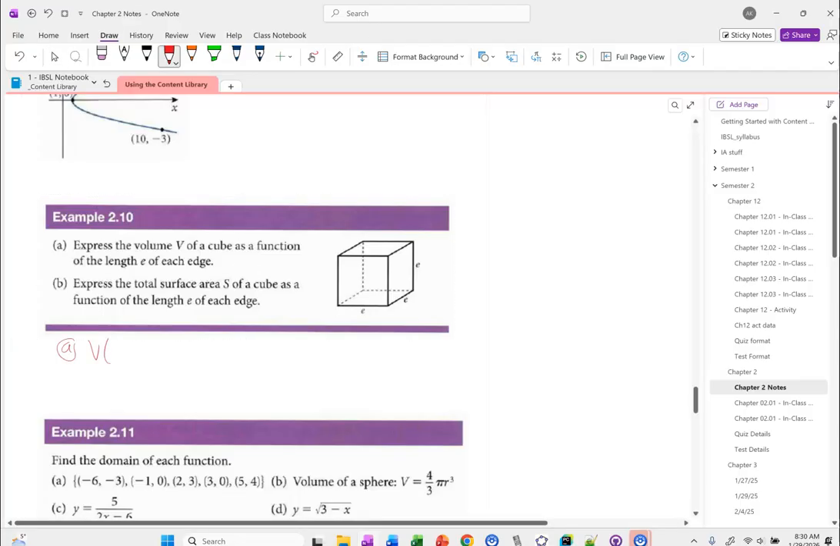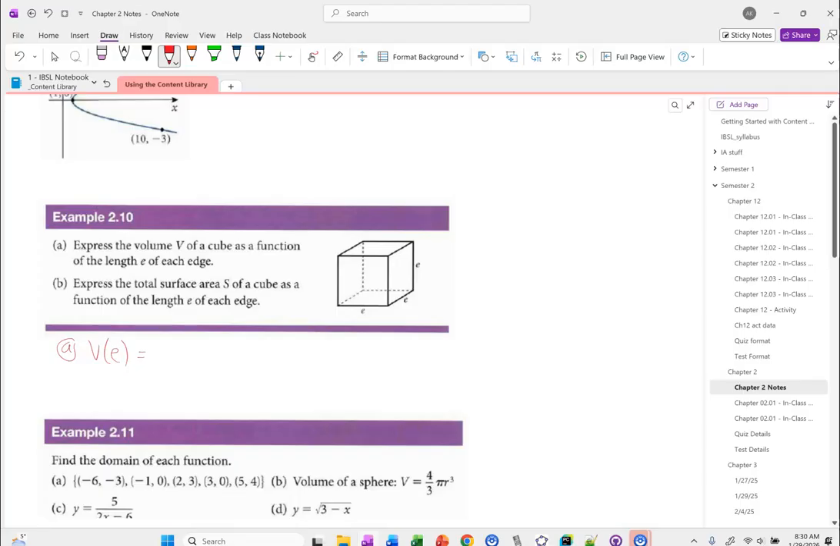So I want to say V of E is equal to, so that's me expressing the volume as a function of E. And what would I say there? How would I compute the volume for this cube? Basic geometry fact. I'm asking you to recall. Volume for a cube. Length times width times height.